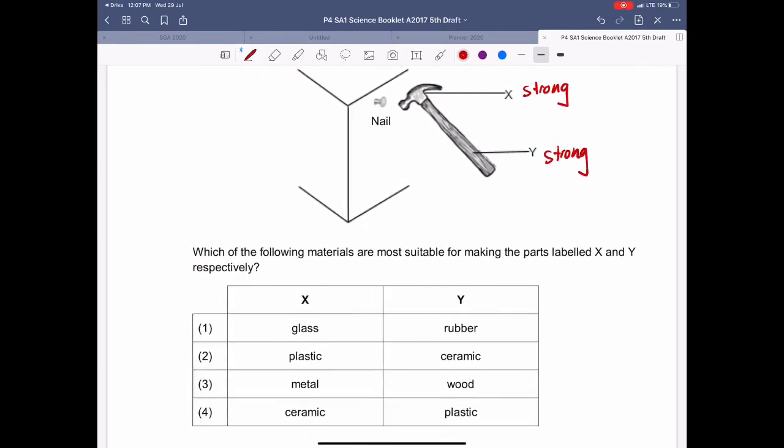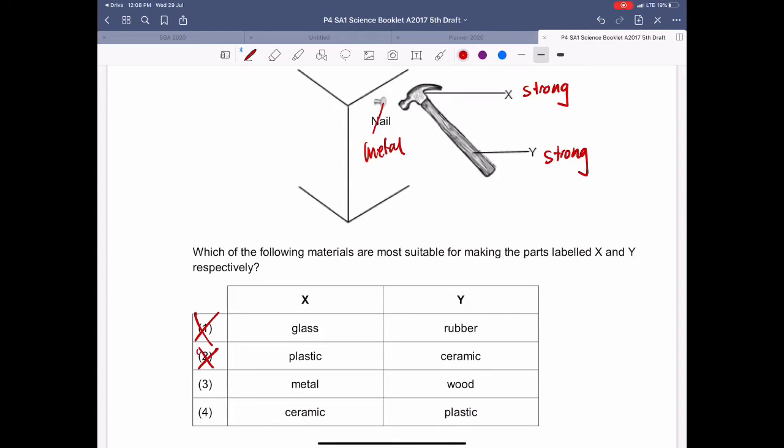So let's see. The first one, can it be glass? No, because glass is actually hard, but it's not strong. Meaning that when you drop it, it will break. It's brittle. So this is wrong. Can it be plastic? No, right? Because the nail, which is made of metal, is actually stronger than your plastic. So when you use your plastic to hit, you will dent the plastic. So wrong also.